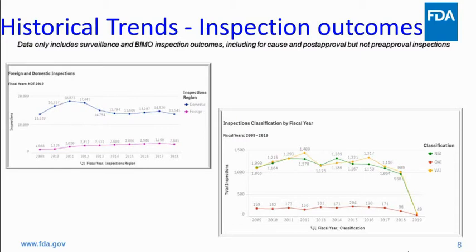What I wanted to point out here, and this really only summarizes surveillance and BIMO inspection outcomes, is that the majority of the inspections that are conducted tend to be classified NAI, VAI. A very small fraction of inspections, roughly between 4 and 8%, and it's been varying a bit, but it's about where we are, tend to be OAI and need a lot of remedial work both from y'all as well as the resources from the agency.